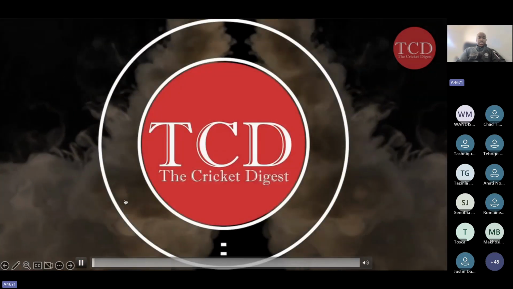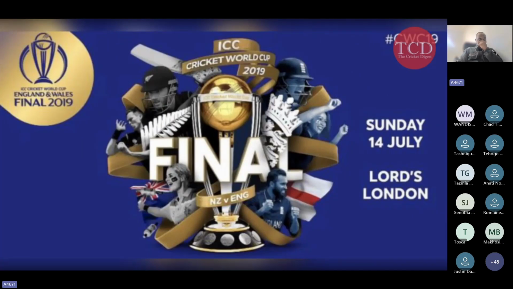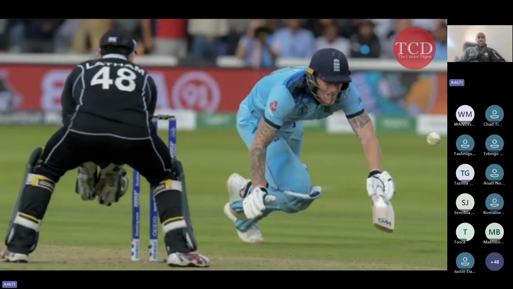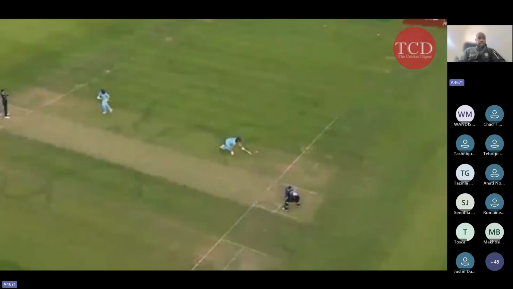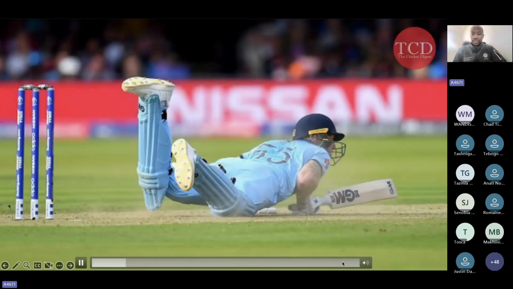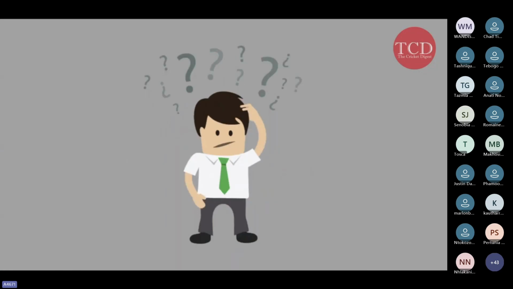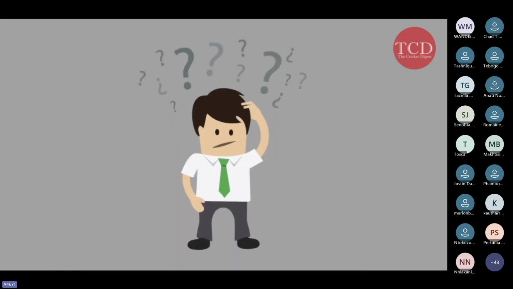Hello and welcome to the Cricket Digest channel. World Cup final match saw one of the most thrilling finish ever witnessed in an ODI match. However, an overthrow in the 50th over of England innings has sparked the debate. A throw from Martin Guptill deflected after hitting Ben Stokes, who was diving to save his wicket, and the ball crossed the boundary line. Many people were confused about how an overthrow is valid after the ball touches the batsman.